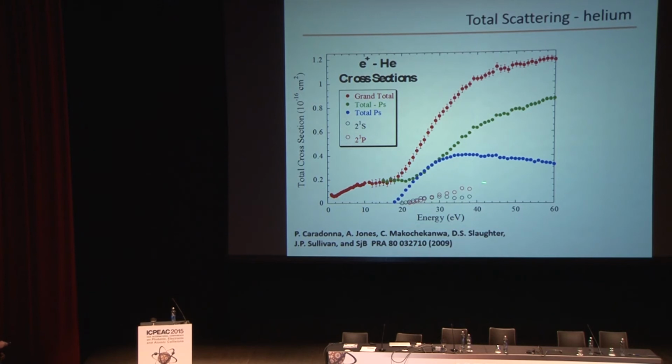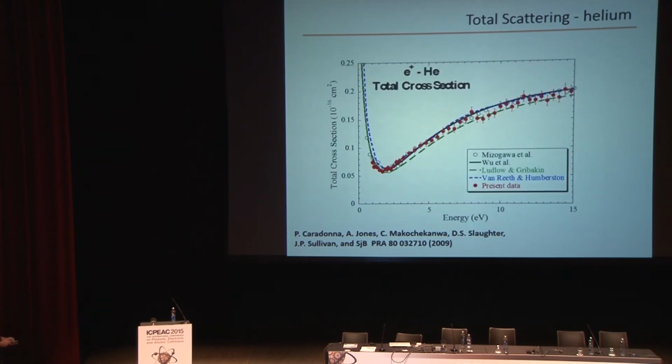And down here are the excitation cross-sections for the 2 singlet S and the 2 singlet P. You note that there are only 2 here. There are 4, as we saw earlier, excited states in the n=2 manifold of helium. But the triplets, the 2 triplet S and the 2 triplet P, can only be accessed by electrons. So with positrons, you can't excite these states, and we only see 2 states, and their cross-sections are very small.